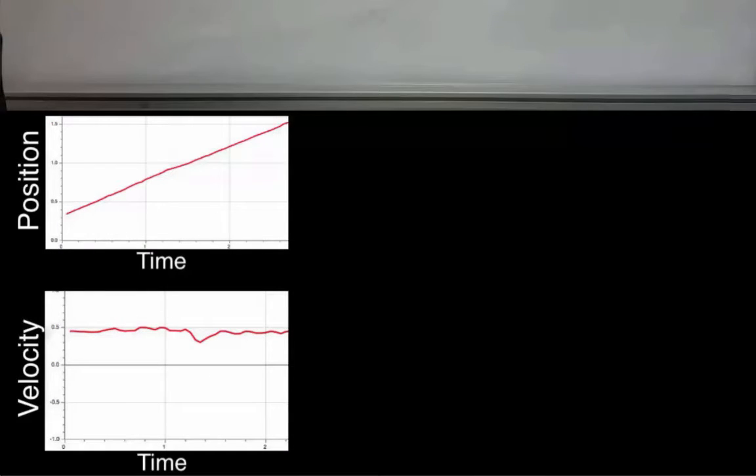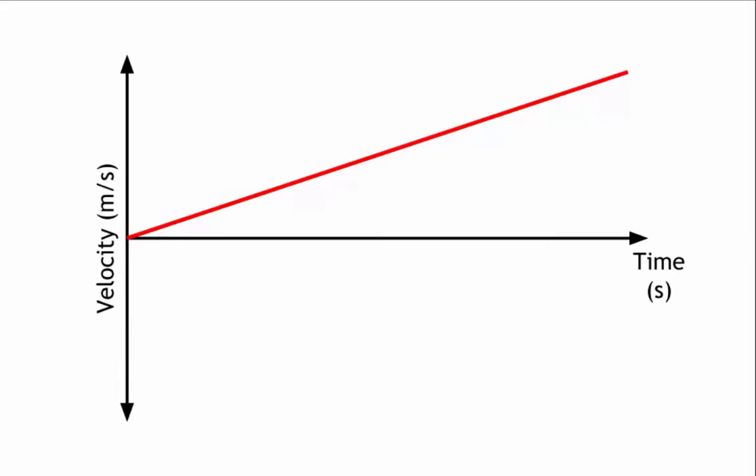So notice here, while this may not be a perfect example, all of those velocities seem close to whatever this value is, which happens to be 0.5 meters per second. So now let's look at a velocity time graph like this.